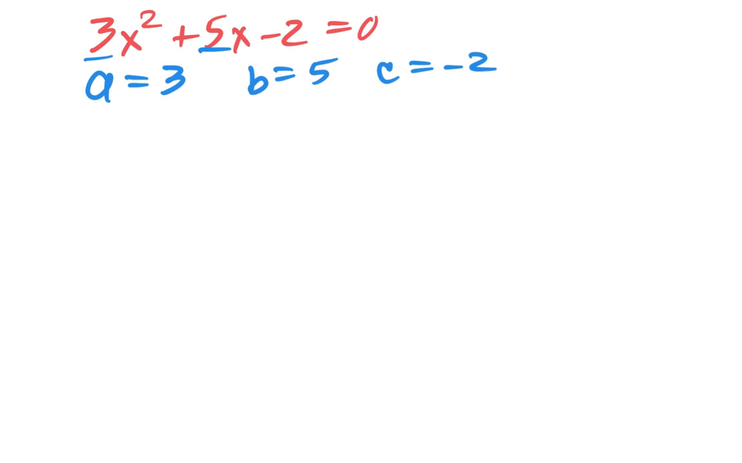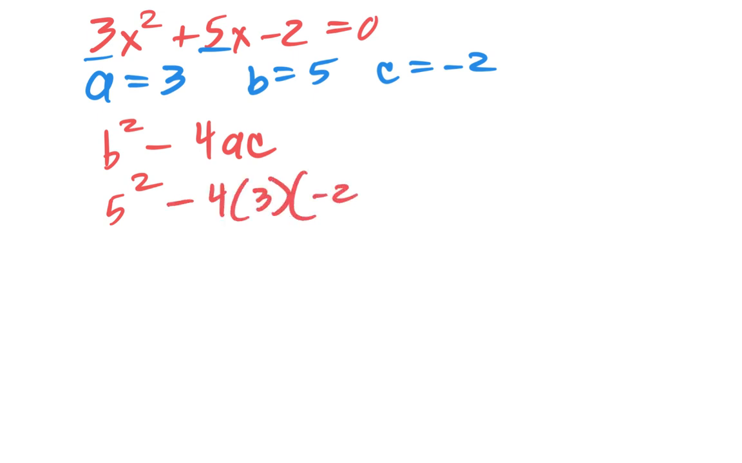So first thing they ask us to do is to find the discriminant. Discriminant, if I take my quadratic formula, is just b squared minus 4ac. I know that b is 5, so I have 5 squared minus 4 times, I know a is 3, c is negative 2. 5 squared is 25. Negative 4 times 3 times negative 2 is going to give me a positive 24. So I find my discriminant is 49.